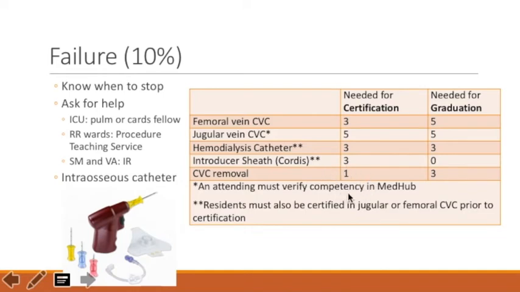We do want you to have supervision there to make sure you're not causing the patient to be at risk for air embolism during that time. And because the dilation of the HD catheters and introducer sheaths are problematic, we do want you to do a few extra of those prior to being signed off as well. Though the HD catheter placements certainly do count for this jugular venous cannulation as well. They can count for both. And don't forget, you do need an attending to verify your competency with jugular venous cannulation.